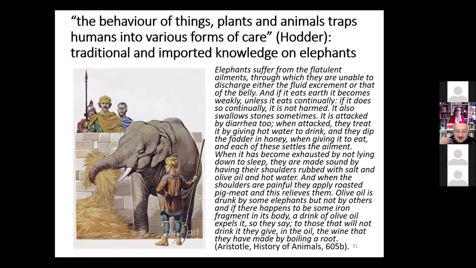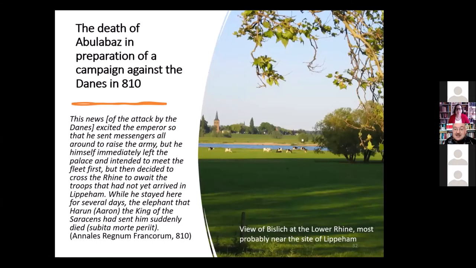So traces of Aristotle's description of how to take care of an animal, which we could find in the literature, that's not clear. What we know is that the elephant actually survived for 8 years and died in 810, during the preparations for a campaign against the Danes, against Danish invaders. And obviously Charlemagne wanted to impress these enemies by bringing the elephant.